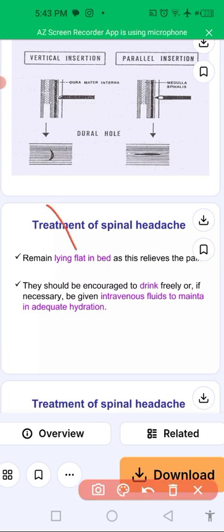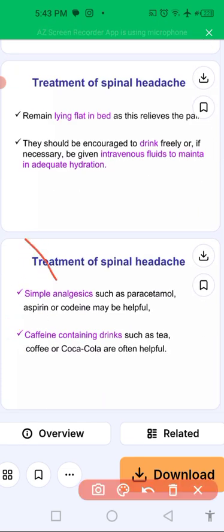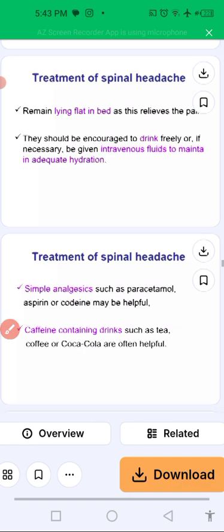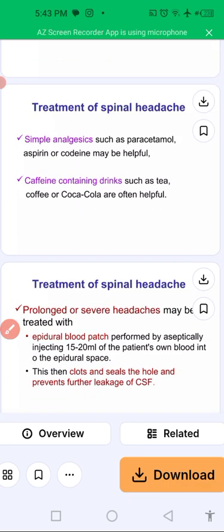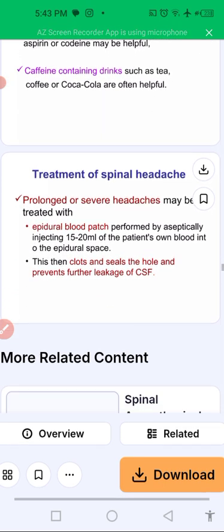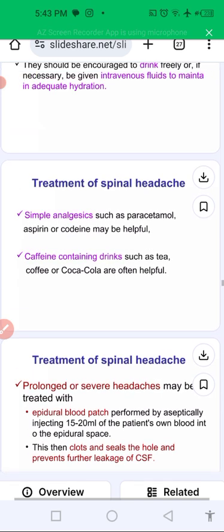If there is a spinal headache, the patient should remain lying flat on the bed, as that relieves the pain. They should be encouraged to drink more water, and if necessary, the patient should be given IV fluid to maintain adequate hydration. Treatment of a spinal headache is simple. Analgesics like paracetamol should be given. Caffeine containing drinks should be given to the patient to treat the spinal headache. And if there is a prolonged headache, then an epidural blood patch should be given to the patient. So in this way we can treat this one.